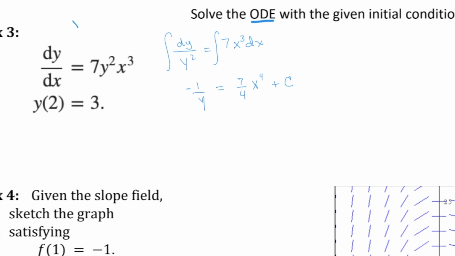Now we should solve for c. We're going to substitute 3 in for your y values. Negative 1/3 is going to be equal to 7 over 4. Substitute the 2 in for your x. So that's times 16 plus c. So we now have 28 on the right-hand side. So negative 28 and 1/3 is going to be equal to our c value.